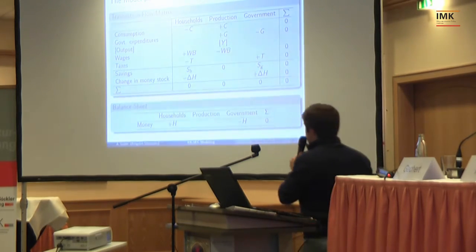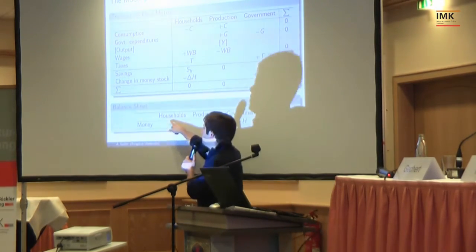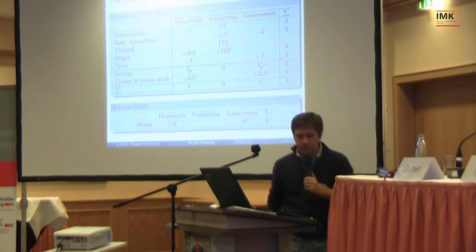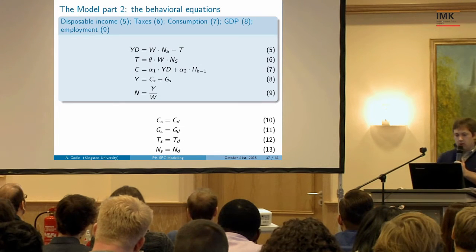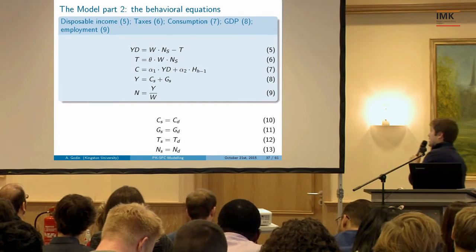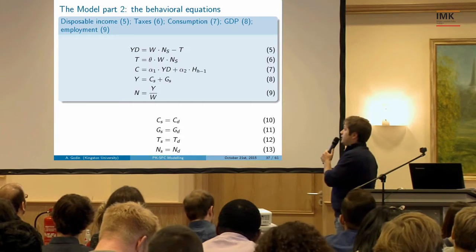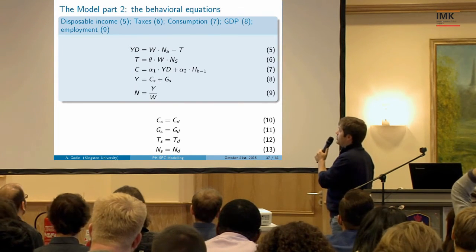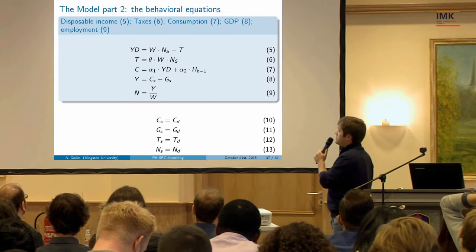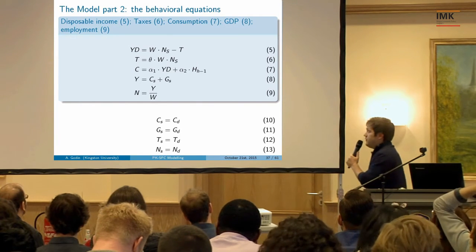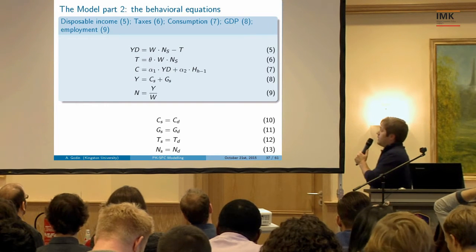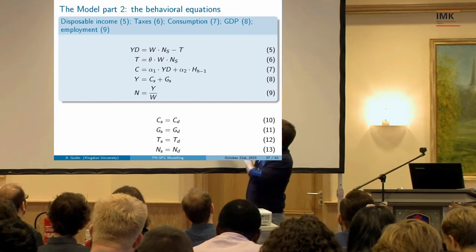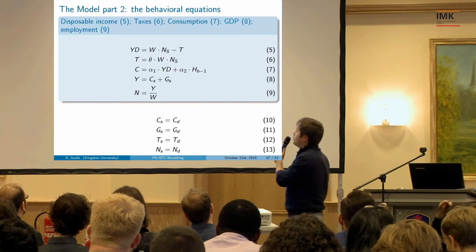And the balance sheet is very, very simple. All the wealth of the households is the net liabilities of the government. Okay, now the fun part is actually the behavioral equation. So we have that disposable income is equal to the wage bill, times employment, minus taxes. The tax is a fixed tax rate on the wage bill. The consumption function is a propensity to consume out of income, disposable income, plus a propensity to consume out of wealth.